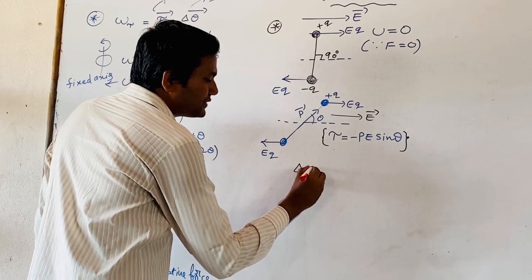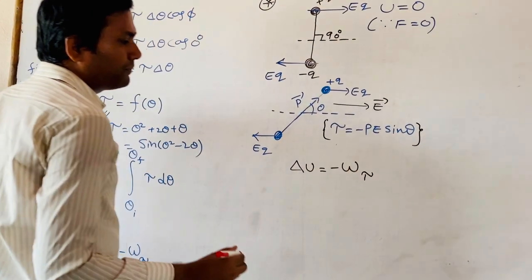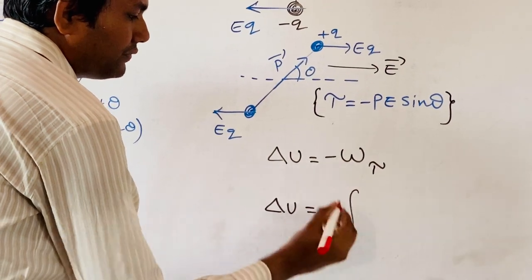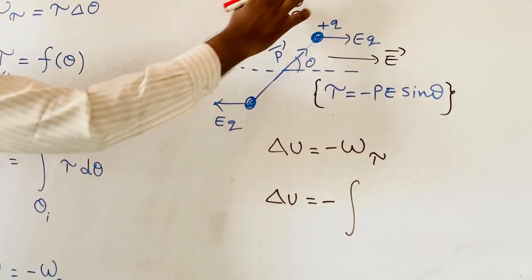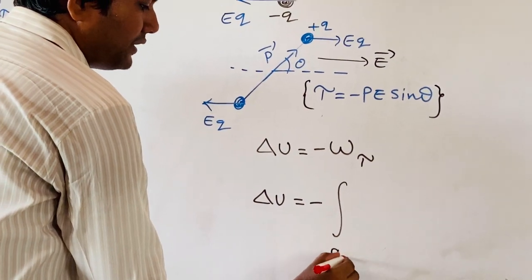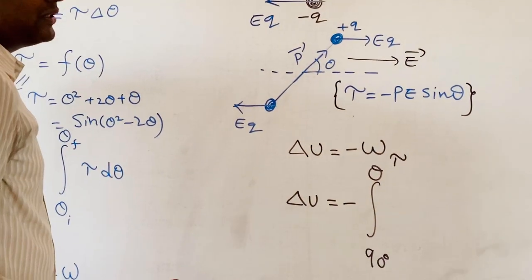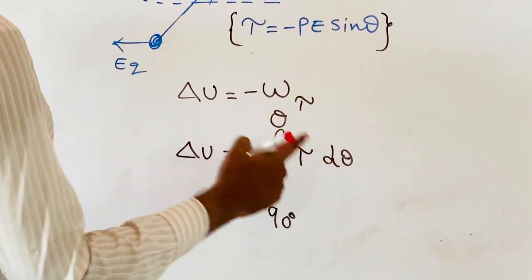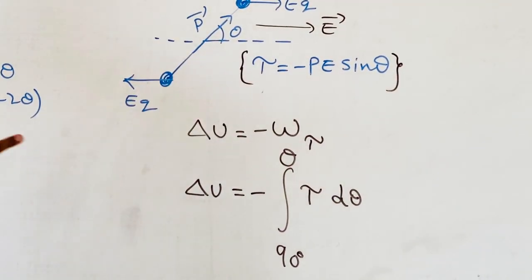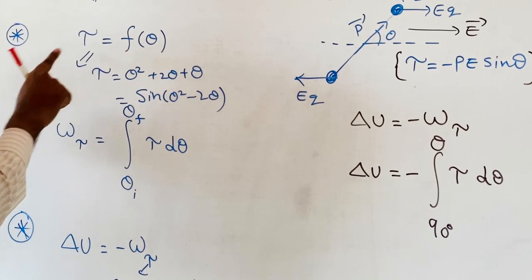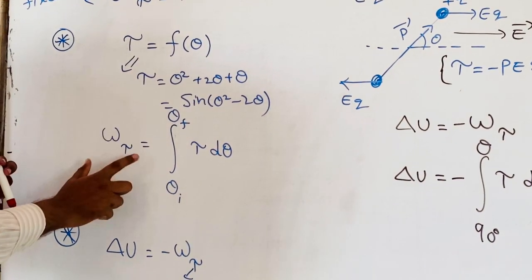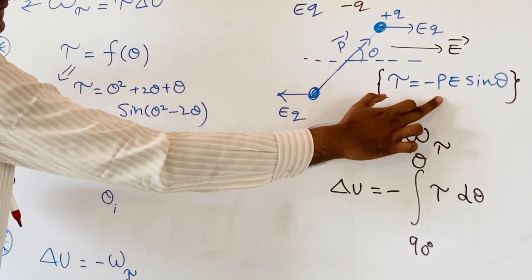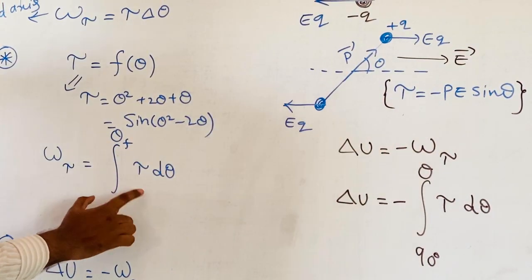Now we can write delta U is equal to negative of the work done by the torque. The angle changes from 90 degrees to theta. So what is the torque here? The formula for work done is tau d theta. Why? This torque is a variable torque. Whenever you are trying to calculate the work done by a variable torque, we can use this formula. In our case also, tau is a function of theta. Here tau is equal to minus P E sin theta, so tau is a function of theta. That's why we are using this formula here.